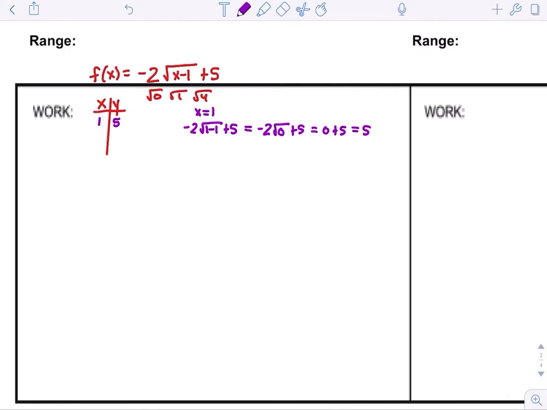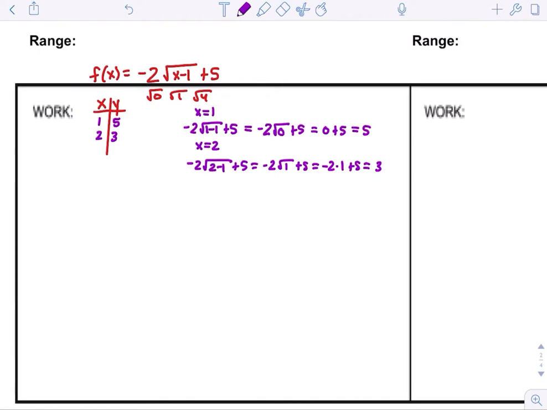Now we try to get a square root of 1. So what would we substitute in for x to get a square root of 1? Well, we would substitute in a 2. So negative 2 square root of 2 minus 1 plus 5 equals negative 2 square root of 1 plus 5. Negative 2 times 1 plus 5. Negative 2 times 1 is negative 2. Negative 2 plus 5 is 3. So when x is equal to 2, our y value is going to be 3.